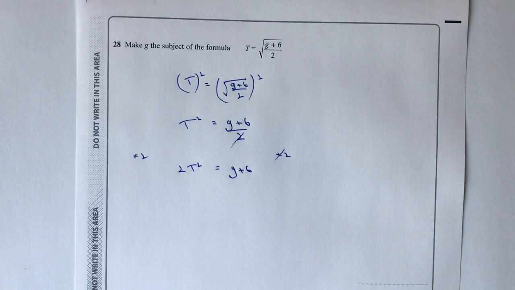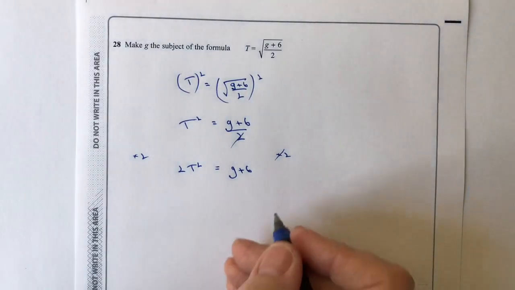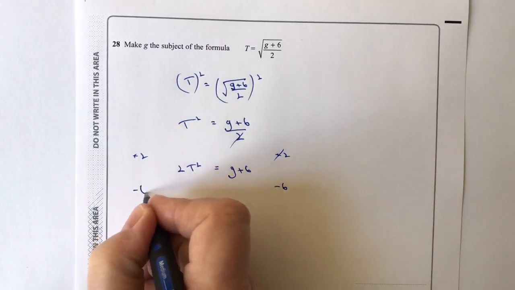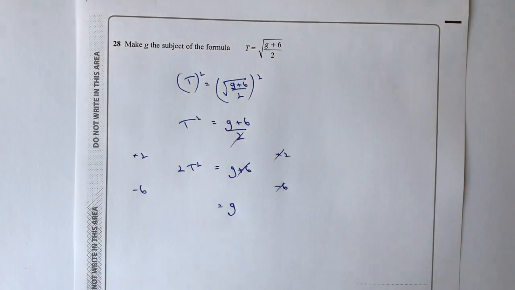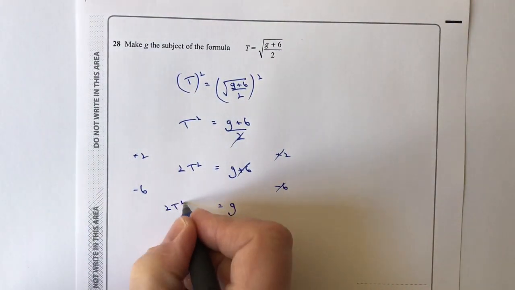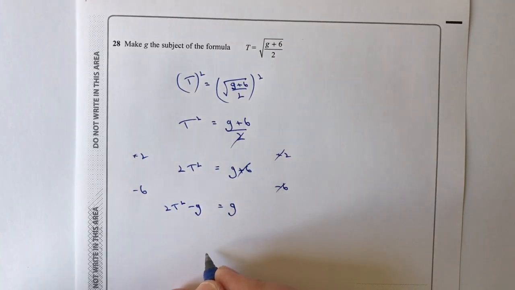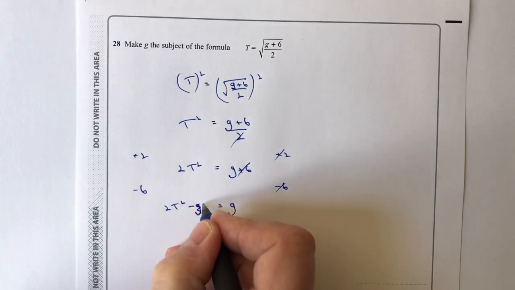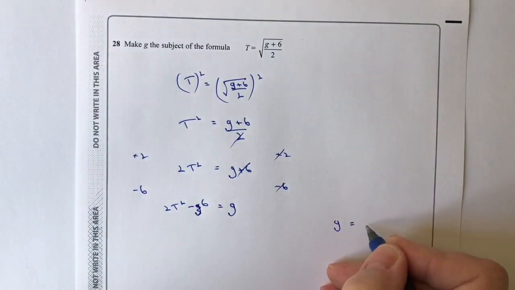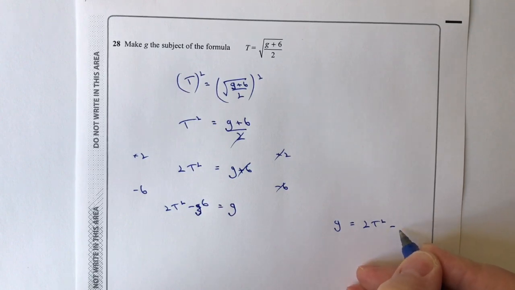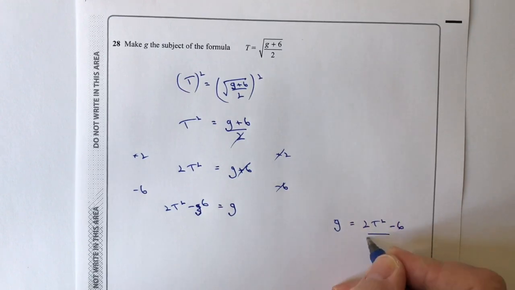The final bit of this jigsaw is I've got to get rid of this plus 6 by minusing 6. Again that goes and I get g, which is brilliant because it's what I'm looking for, and on the left hand side I write that as 2t squared minus 6. So the answer to this particular question will be g equals 2t squared minus 6, and that would finish that question.